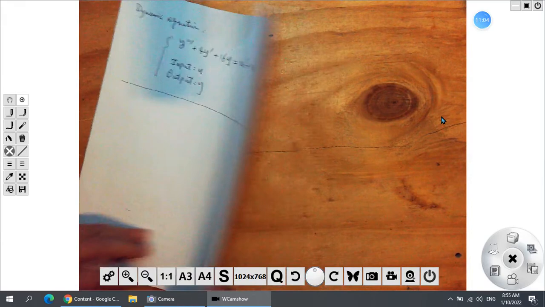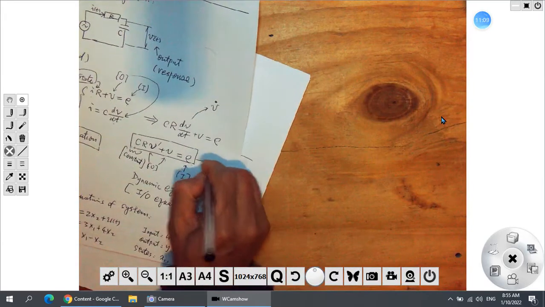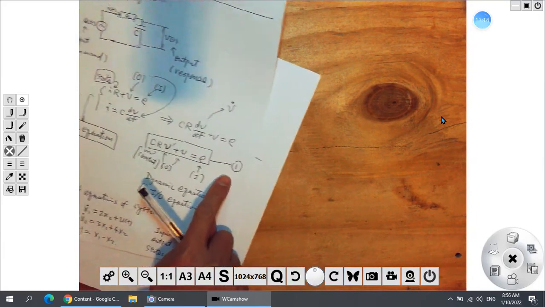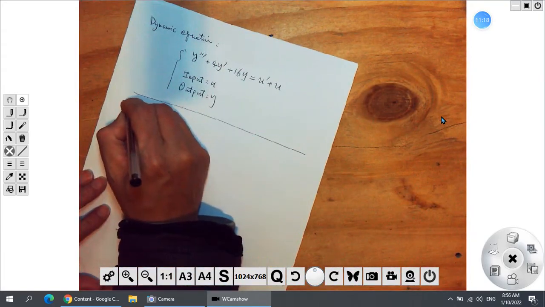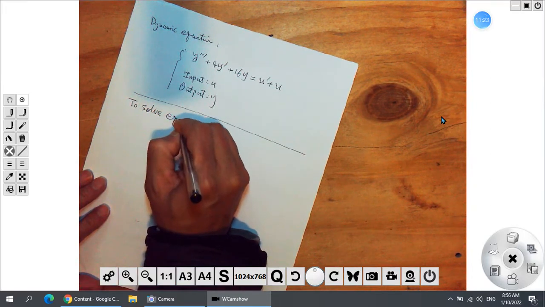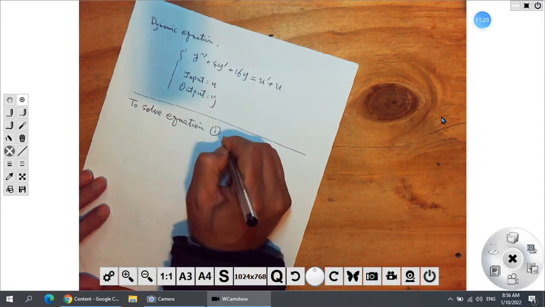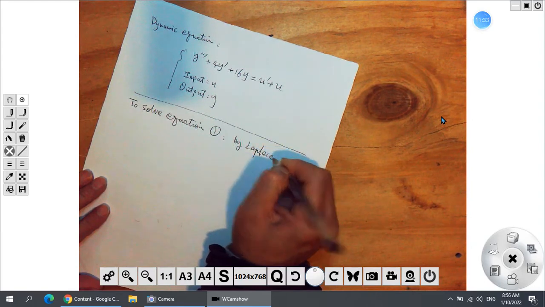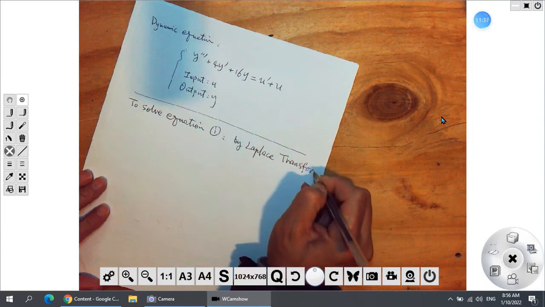So let me give a name to that equation. I call this equation 1. Okay. Now we try to solve this equation. To solve equation 1, we need the Laplace transform.